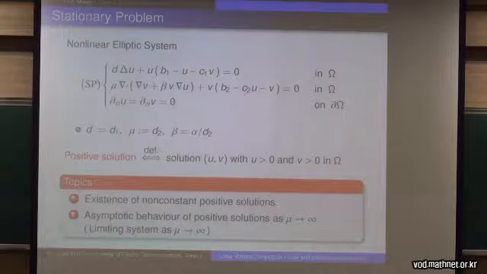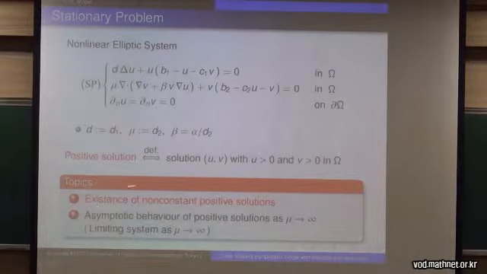Our interest is a positive solution of this problem. I will call this problem SP. Positive solution means the coexistence steady states of two competing species, whose both components are positive in omega. Okay, these are the topics in this talk.